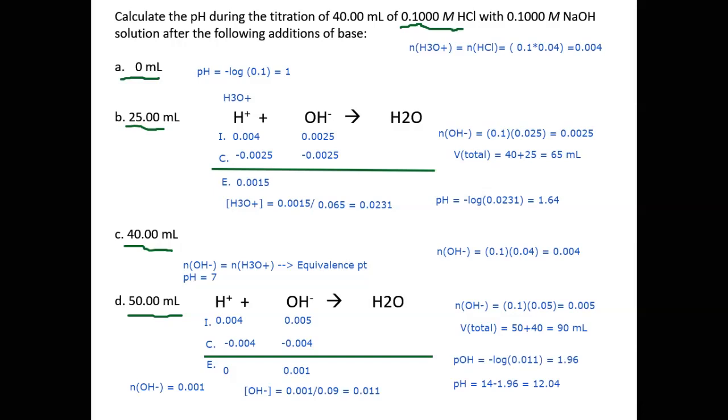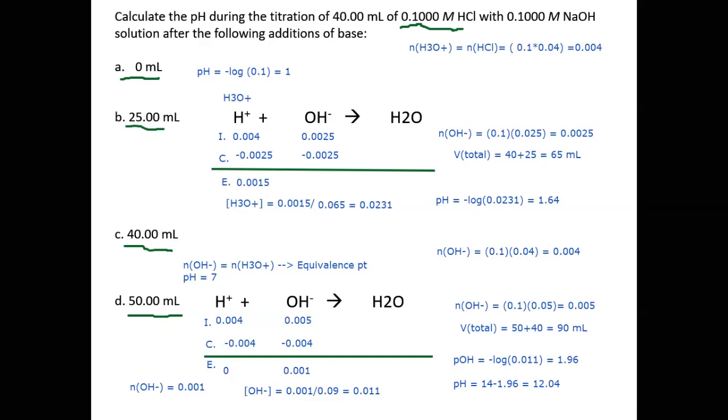And these are all the calculations you do for a strong acid, strong base titration. Initial pH, very easy. Just take the negative log of the original concentration of the acid. Then after that, you find the moles of base. If the moles of base are less than the moles of acid, you subtract, find the new concentration of hydronium ions, and then find the pH.